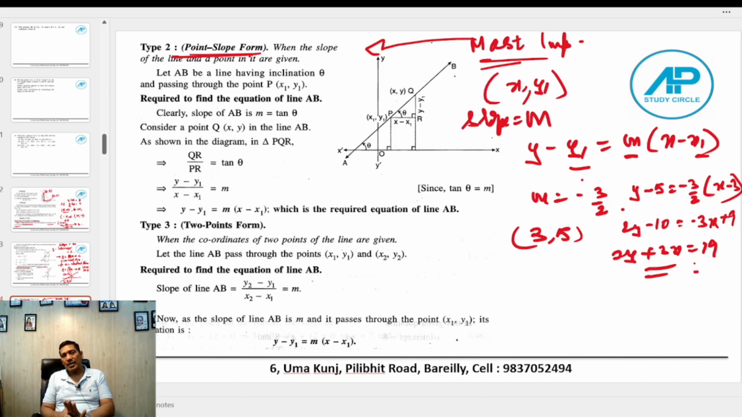Here y and x are the variables of the point through which the line will pass, and y1 and x1 are the given point of the line where we know that the line is passing through.